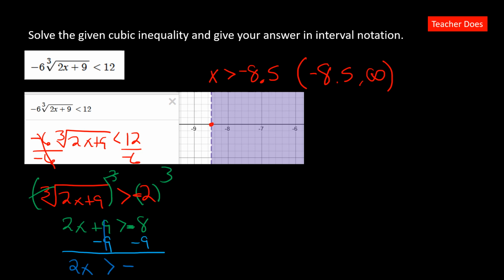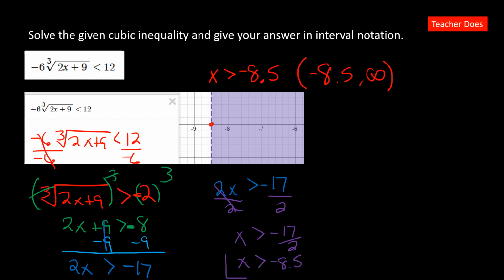negative 17. So if we have 2x greater than negative 17, and then we divide both sides by 2, simplifies out, we get x is greater than negative 17 over 2, which is the same thing as x being greater than negative 8.5. But again, for time's sake, you can use Desmos, and then we still want to follow the same rules here as far as interval notation. We're going from negative 8.5 to infinity.